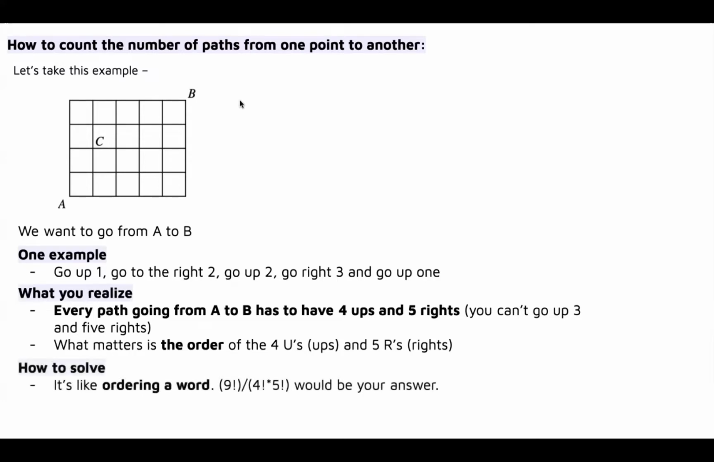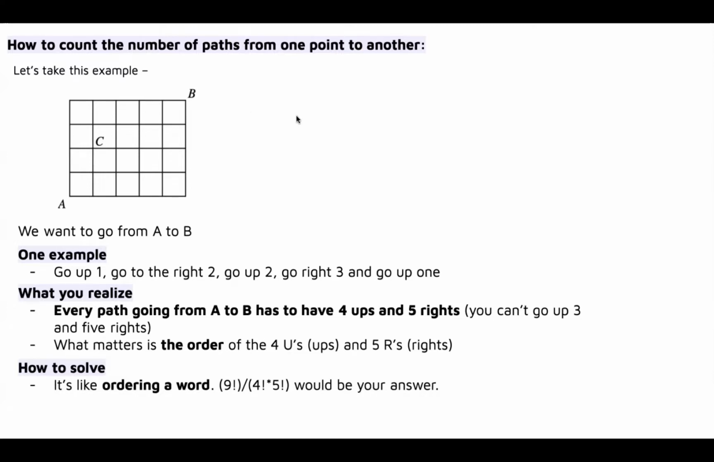How to solve this? It's like ordering a word. For example, Alabama. What you do is find the total letters and divide by the factorial of the letters that are repeating. So this is going to be 9 factorial divided by 4 factorial times 5 factorial. This is because there are 4 U's and these U's are exactly the same, and the R's are exactly the same.